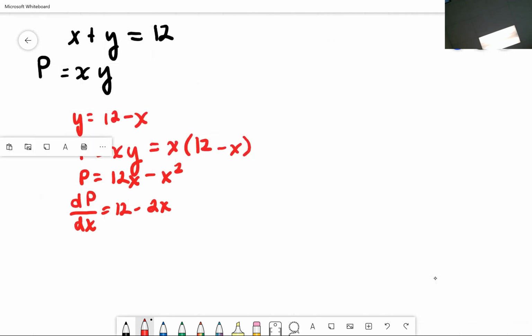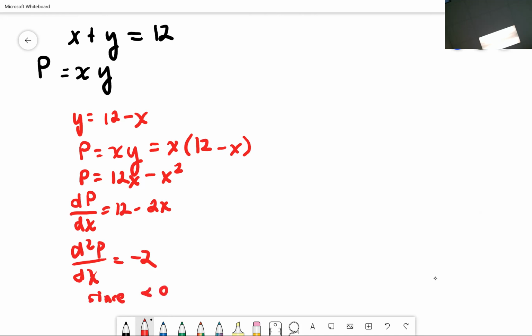I realize that this is facing down. It's going to be a max. If I got to show it, I can do the second derivative with respect to x, which is equal to -2. Since it's less than 0, we have a max. And let me scroll. We have a maximum, right?